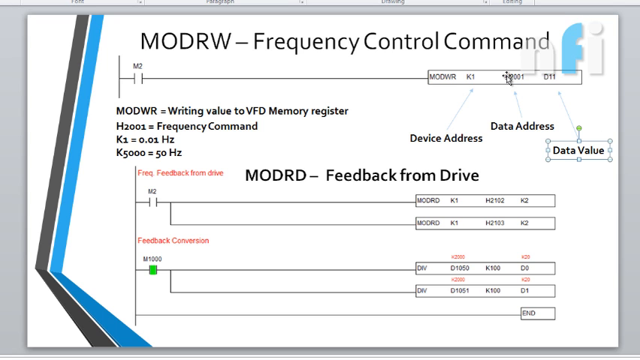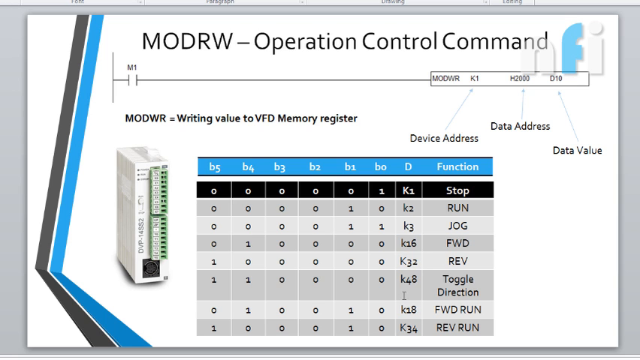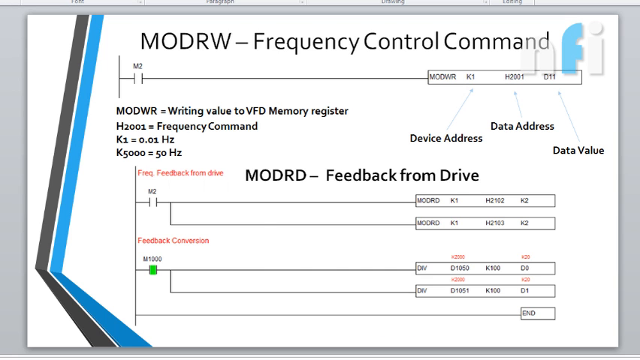It says that if you put K1, that will be equivalent to 0.01 Hertz. If you put K5000, it will be 50 Hertz. So that's directly proportional. We can put the value and we will get the frequency, and to change the operation, these are the different constants we have. Pretty easy, huh? Then we have how to take feedback from the drive. If I'm saying it's Modbus, it's two-way communication. You can also read from the drive.